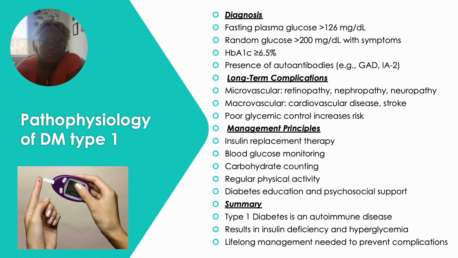How do we manage type 1? Insulin replacement therapy, blood glucose monitoring, and carb counting, which is very important. So we want to get a dietitian on board with our patients that have type 1. Regular physical activity, diabetes education, and psychosocial support as well. So in summary, type 1 diabetes is an autoimmune disease that results in insulin deficiency and hyperglycemia. Lifelong management is needed to prevent complications with type 1.